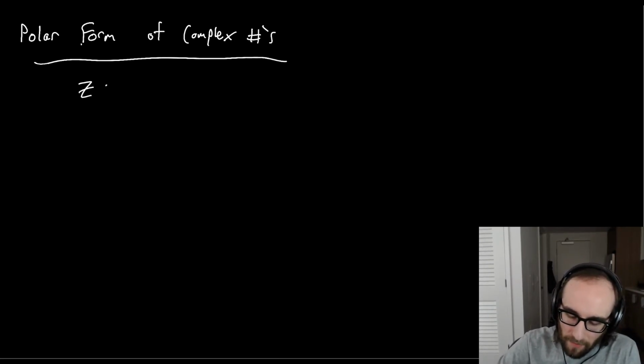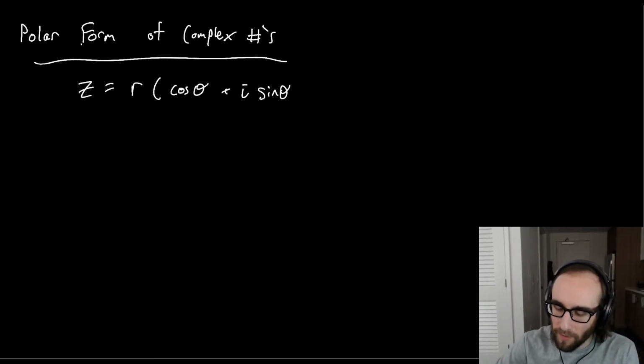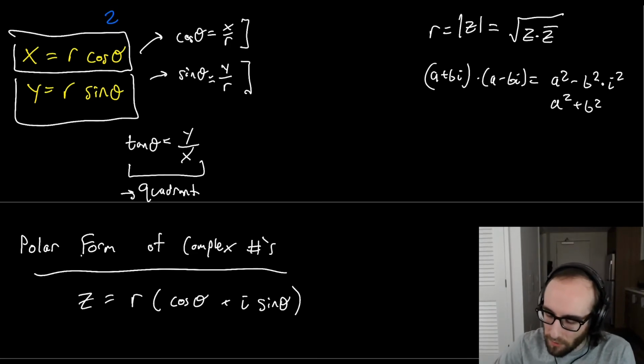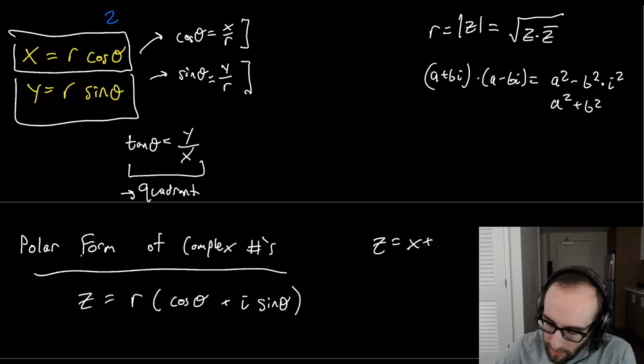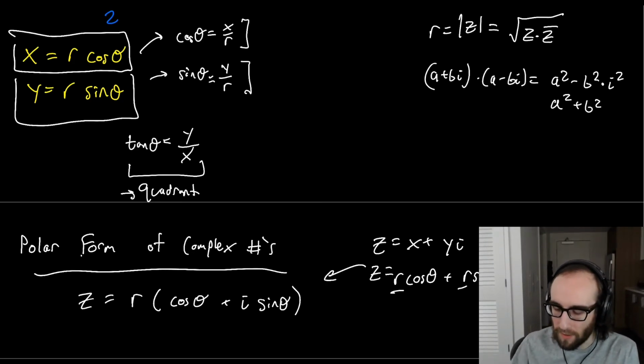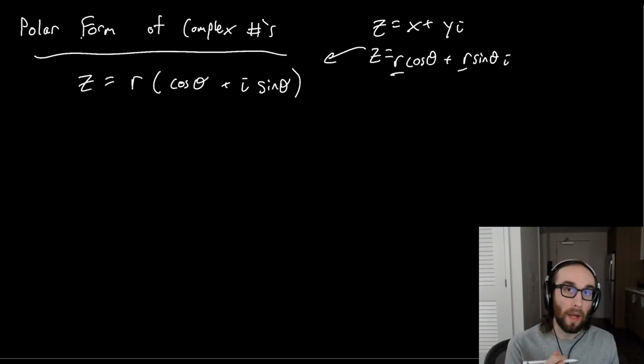If we have a complex number z, we can rewrite that as r times cosine theta plus i sine theta. And that's true because we can use the two equations up here and just substitute them in. If z is equal to x plus yi, just replace x with r cosine theta, replace y with r sine theta, and then we can factor out the r to get r in front. r times cosine theta plus i sine theta. That's going to be the polar form of complex numbers.